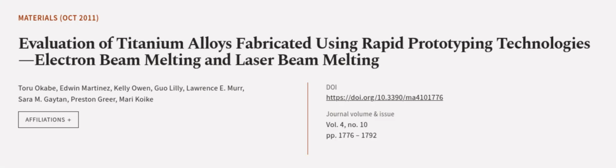Overall, this study demonstrated that LBM and EBM are viable options for fabricating dental implants with good mechanical, corrosion, and wear properties. This article was authored by Toru Okabe, Edwin Martinez, Kelly Owen, and others.